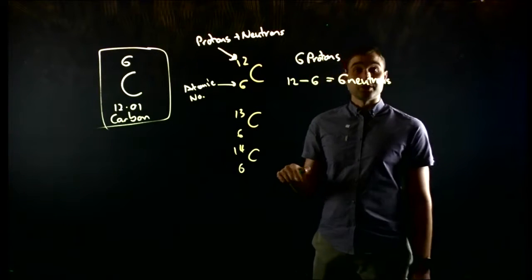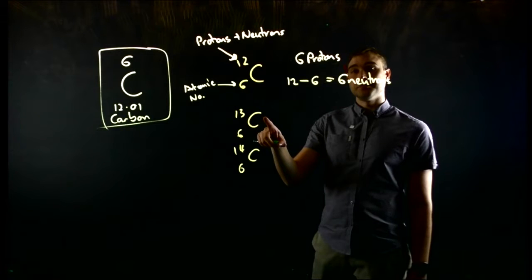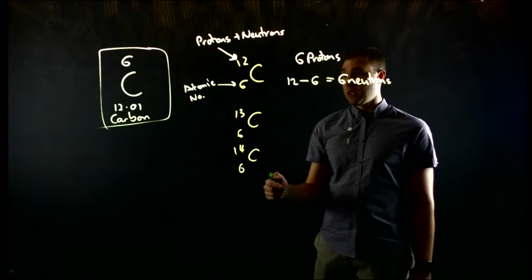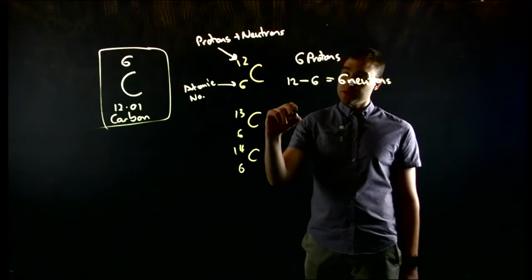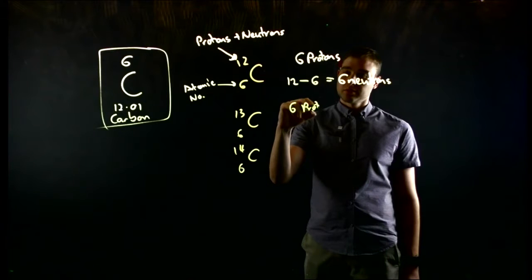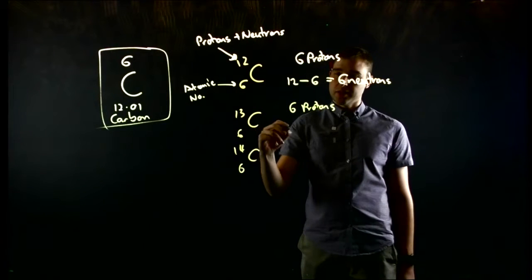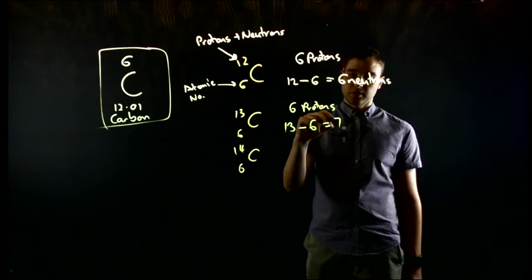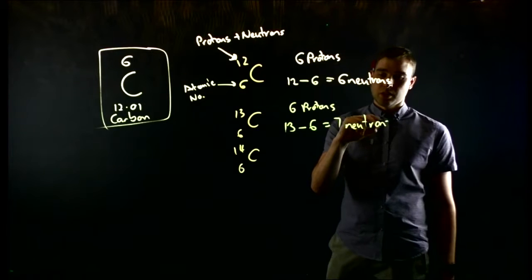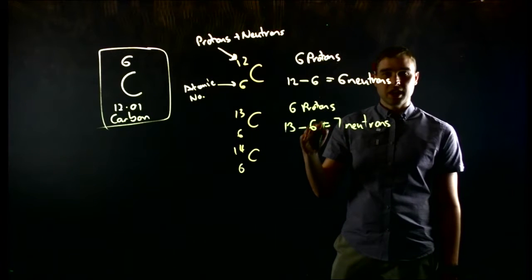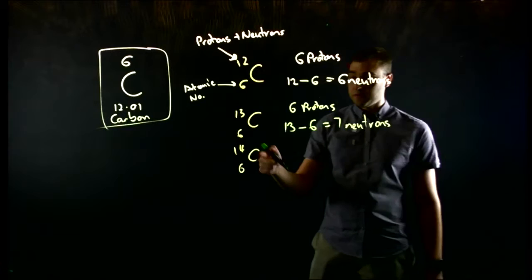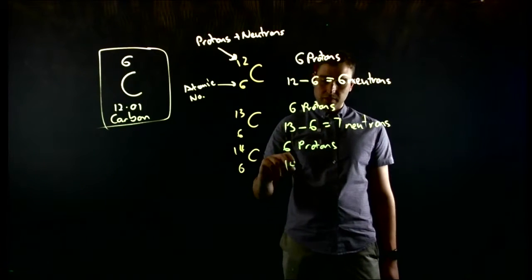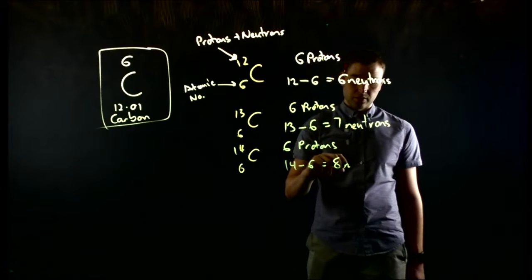So here's a question. How many neutrons in carbon 13? How many neutrons in carbon 14? For carbon 13, we've got 6 protons again. And the mass number 13 minus the atomic number 6 gives us 7 neutrons. So carbon 13 is heavier than carbon 12. If we go down here, carbon 14, 6 protons, and again, 14 minus 6 means we've got 8 neutrons.